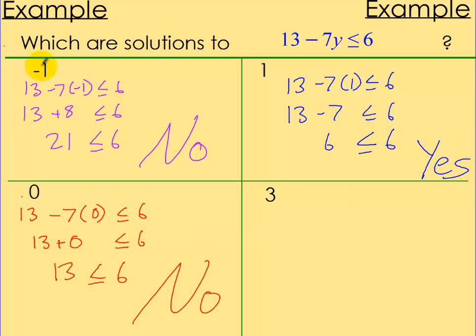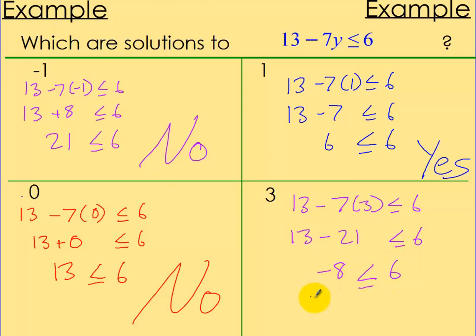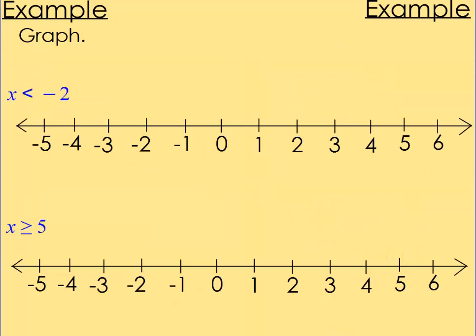Now the last one for number 3. So 13 minus 7 times 3 less than or equal to 6. I'm going to get 13 minus 21 is less than or equal to 6. 13 minus 21 is going to be negative 8. Is negative 8 less than or equal to 6? Yeah, because negative numbers are always less than a positive number. Try the last examples. Pause your video.